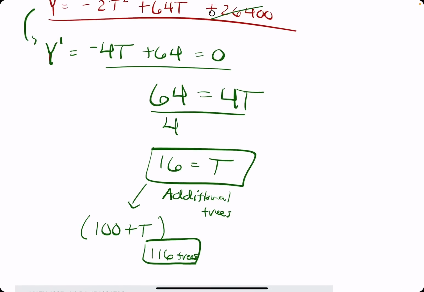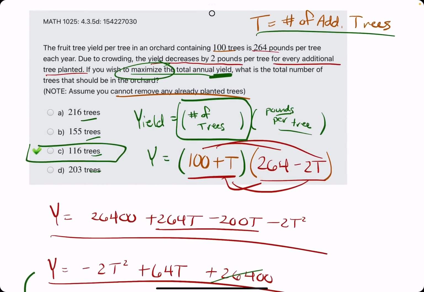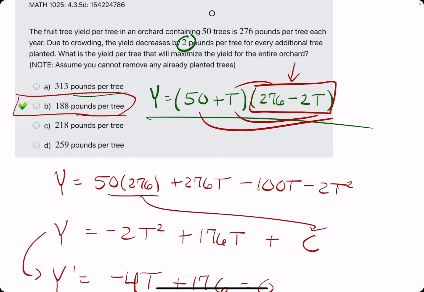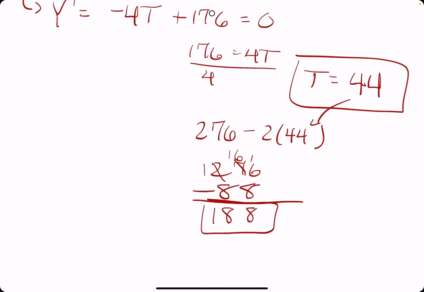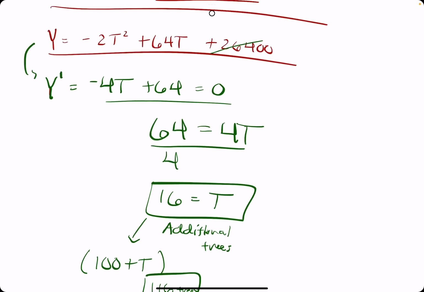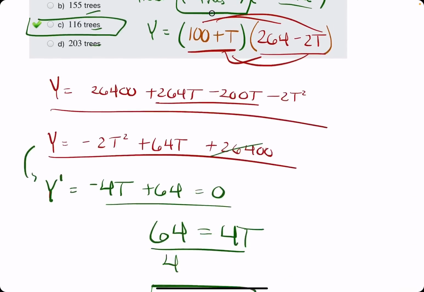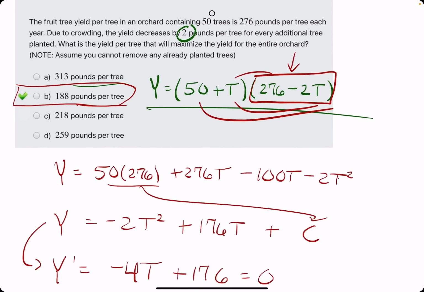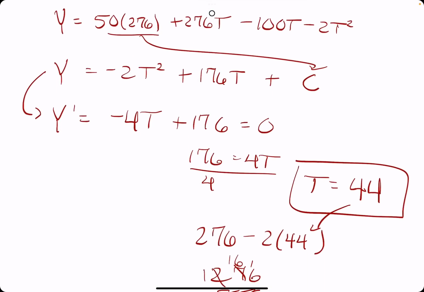But, of course, feel free to use a calculator or Excel, whatever. All right. I hope this helps. This is the tree yield orchard max problem. I'm all over the place right now, but if you have any questions, please let me know.